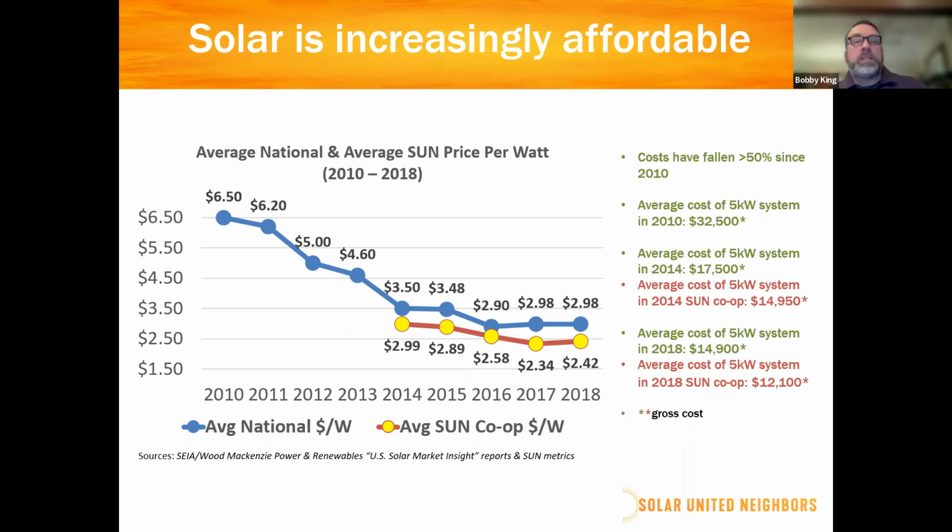So you can see the price of solar has really plummeted over the years. That's the blue line. We really track to the penny what co-op members pay. So you can see the red line there. Starting in 2014, we started capturing that data, and you can get an idea of the savings.